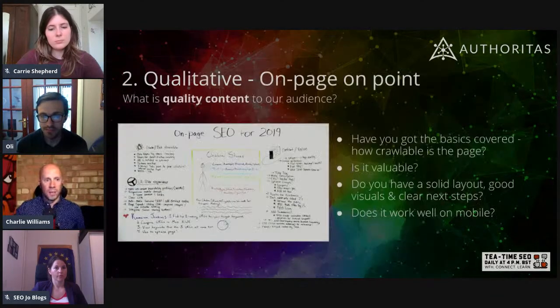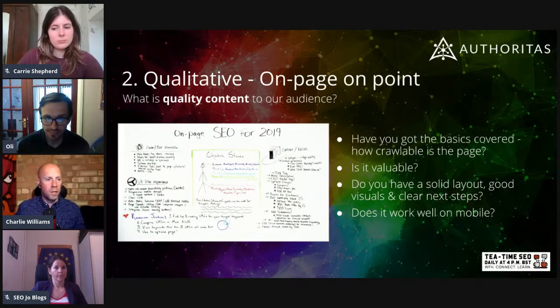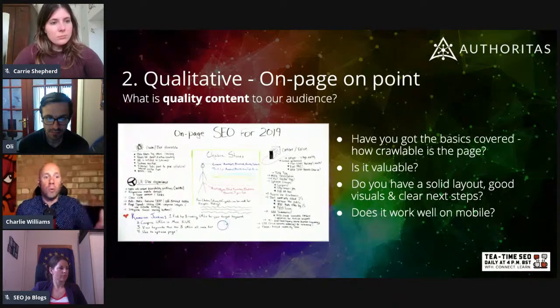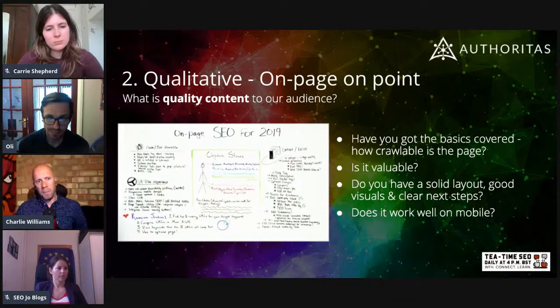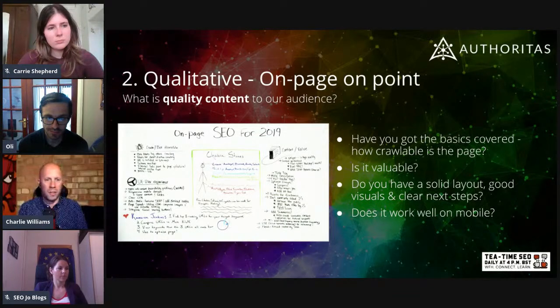The second aspect, of course, is qualitative, looking at things from a quality point of view. And what exactly is quality content? Well, the key to this, I think, is asking lots of questions. First, has the piece been given a chance to rank? Have we done all the good on-page stuff, things that Oli mentioned about looking at your competitors? Are we doing all the good foundational stuff on page? Here's a screen grab from Moz's idea of what a great on-page SEO setup is for 2019, going through that kind of checklist.